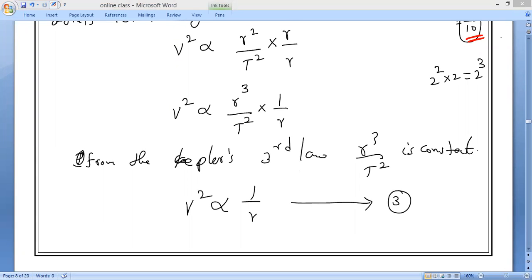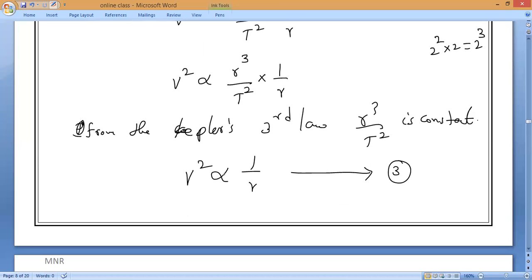Now, observe very carefully. So I can say V square means 1 by R. And you can see here, it should come something because R cube by T square is constant. Constant into proportionality, what should we replace it with? We replace it with the equals sign. Remember, proportionality constant, we will replace with the equals sign. That is what we have to remember.